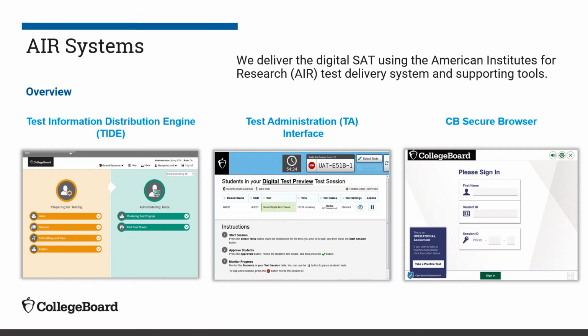We deliver the digital SAT using the American Institutes for Research AIR test delivery system and supporting tools, which include these applications: the Test Information Distribution Engine, also known as TIDE, the Test Administration Interface, or TA interface, and the CB Secure Browser.